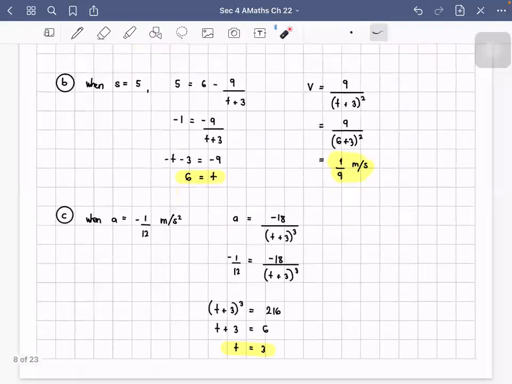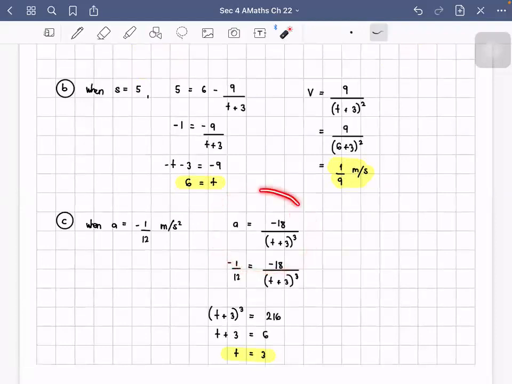Okay, so let's go back here. We're given this acceleration function from letter A. So this is negative 1 over 12 now. So what do we need to do? Because we're looking for time, we just solve for t. How do we do that? From here, I just cross multiplied them. So negative 1 times this, and 12 times negative 18. Basically, class, this is negative times negative, so therefore, they became both positive. If you want to make them both negative, it's fine. You will still get the same answer.